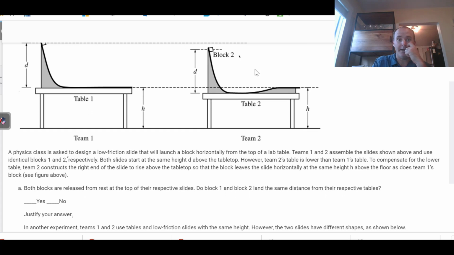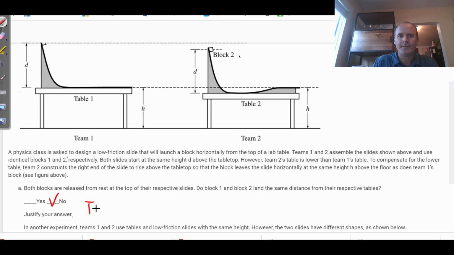Do block 1 and block 2 land the same distance from the respective table? And the answer is no, they do not. Okay, we're going to justify our answer, and this can be really simple. The reason is because team 2's table is lower than table 1.